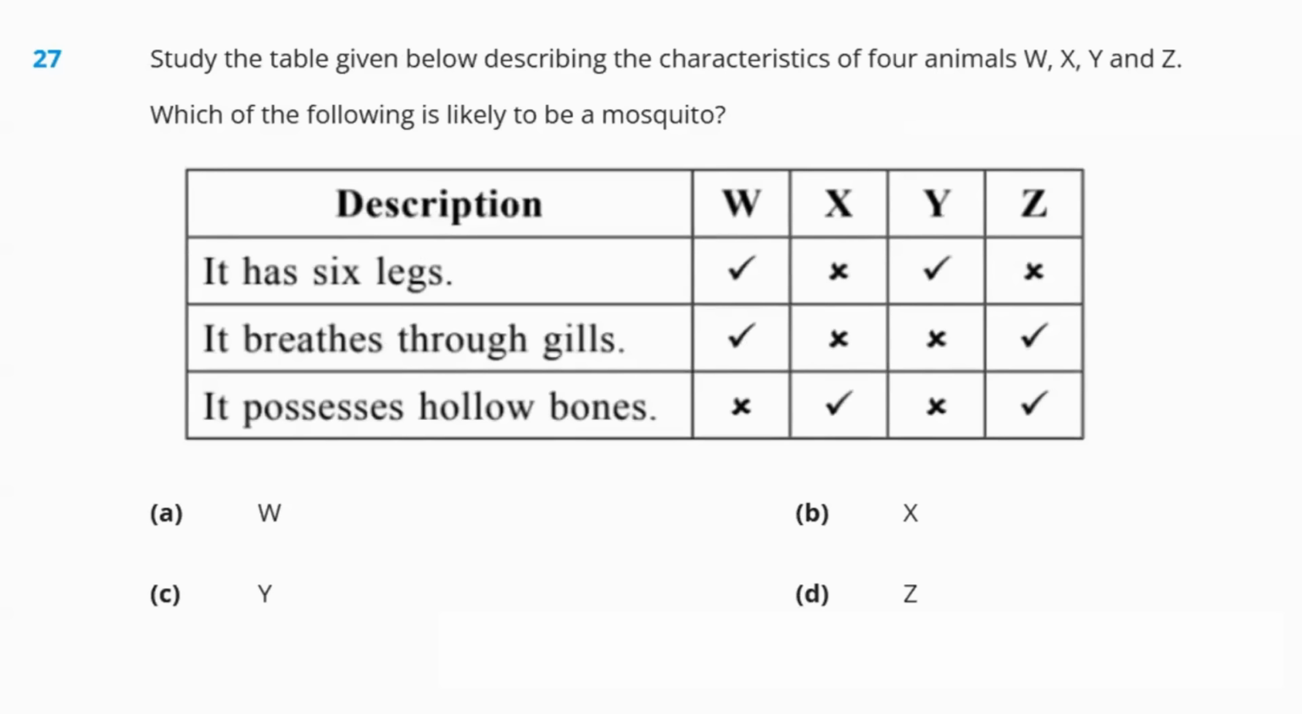Question number 27. Study the table given below describing the characteristics of W, X, Y and Z, and which of the following is likely to be a mosquito. Okay, so what are the characteristics of the mosquito? Mosquito is an insect and they would have 6 legs, right? Nothing apart from that. So our straight away answer would be option number C.